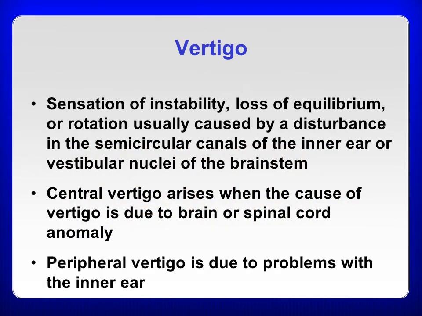Okay, vertigo. Vertigo is a sensation of instability, loss of equilibrium or rotation. Many times individuals with vertigo explain their experience like the room is spinning. Many times this can happen as a result of some type of problem with the brain or spinal cord.